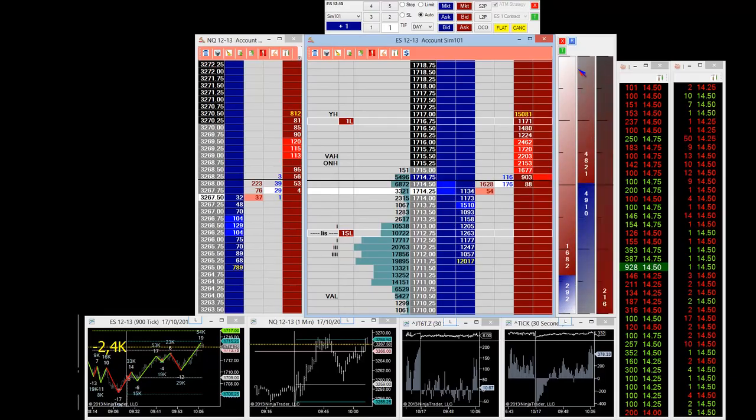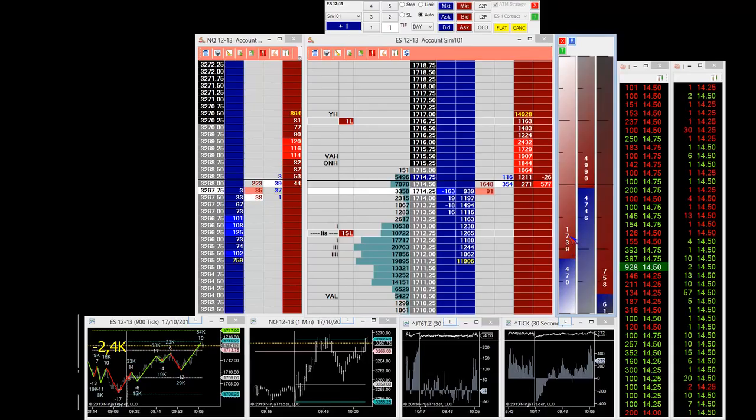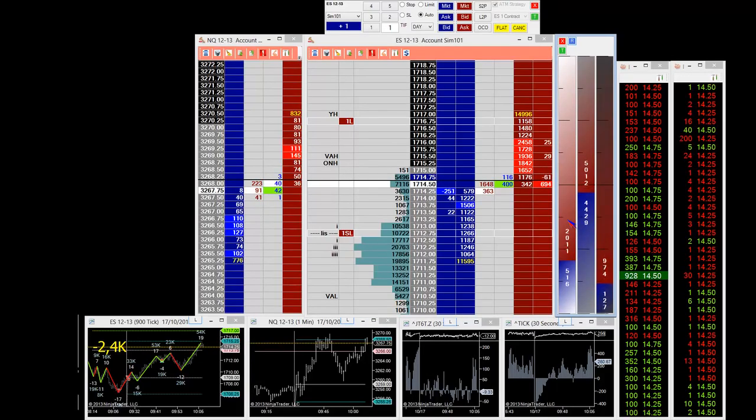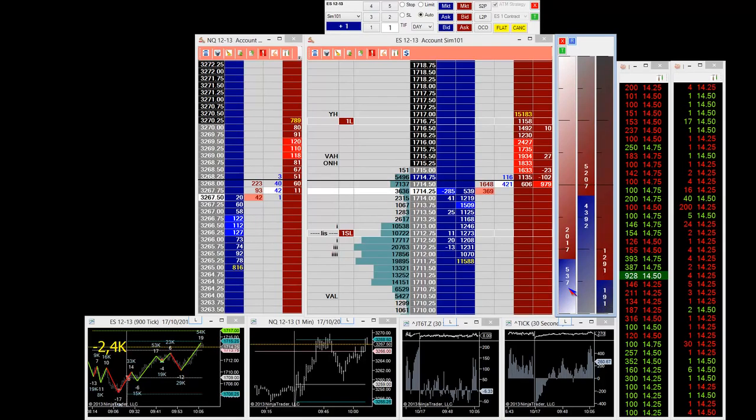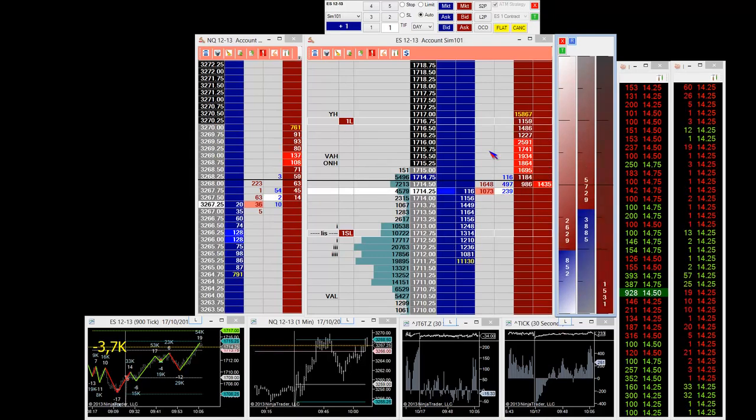We can see on the strength meter we have predominantly sell market orders against us. So we can see 1700 sell market orders against 516 buy market orders. That is sell market orders 4 times the buy market orders, but it is early in the trade.